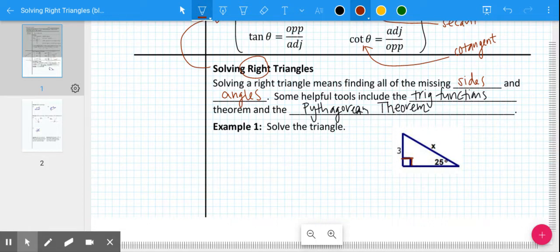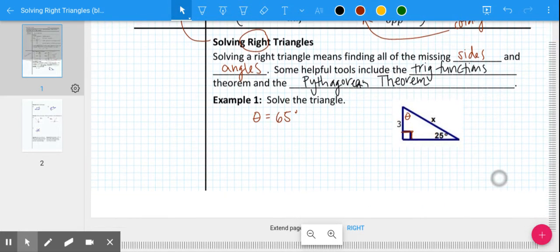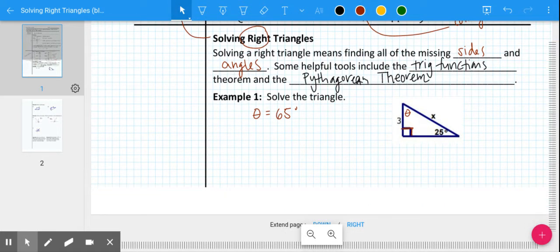And 90 and 25, if you add those up and subtract from 180, you get this angle that's left here. So this angle theta has to be 65 degrees. I'm just subtracting the other 2 angles from 180. So if you know one of the angles in addition to the right angle, you can easily find the other angle. Now, how about the sides?